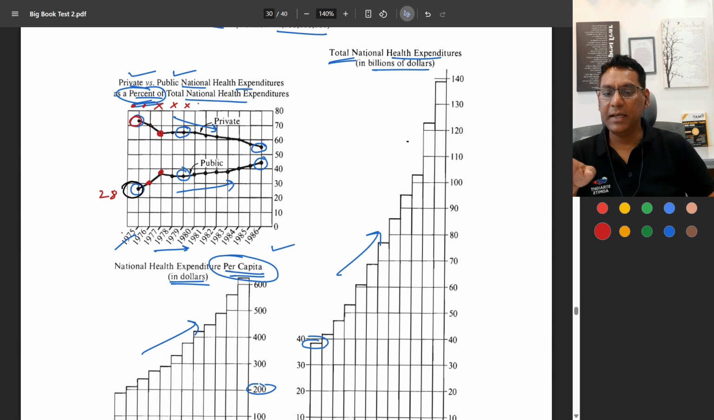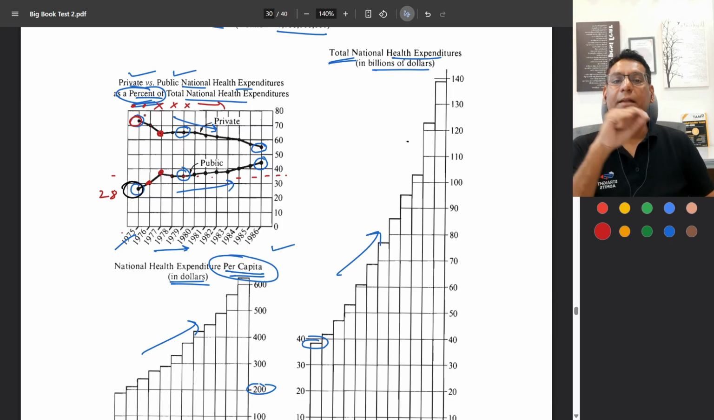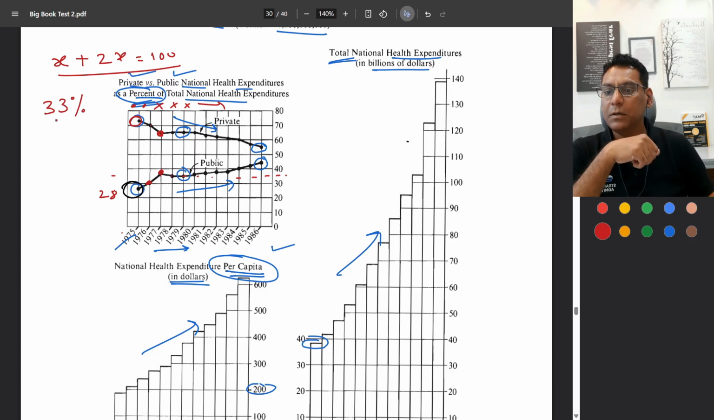It doesn't work anywhere further also, because these numbers are all big numbers now. How do I know that? Using logic. Both of them have to add up to 100, right? So x plus, let's say, double of that. Public and double of public should add up to 100. When will that add up? Only when x is less than 33%.